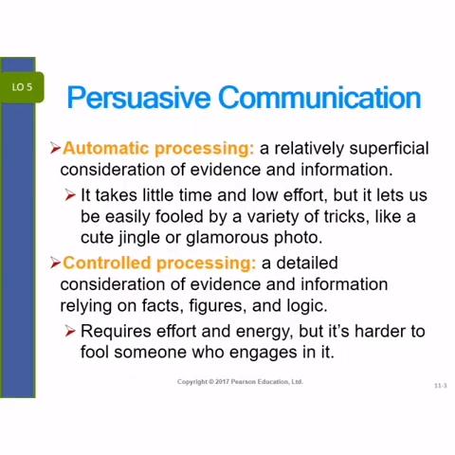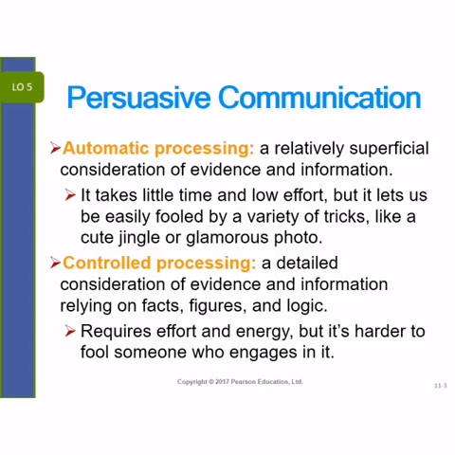For a start, let us turn our attention to one of the functions of communication, which is persuasion. To understand the process of persuasion, it's useful to consider two different ways we process information. Automatic processing does not really consider evidence or rely on facts, figures, and logic as controlled processing does. Controlled processing requires effort and energy and also takes more time to engage in.